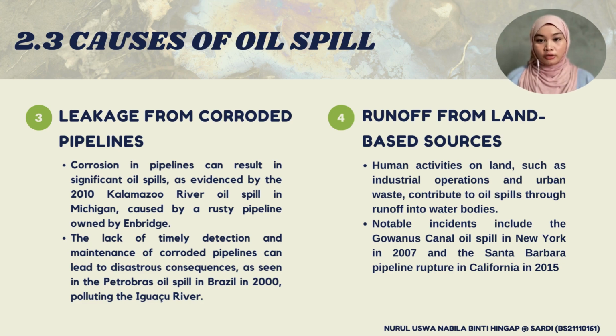Oil spills can also originate from land-based sources, including industrial operations and urban waste. These spills often contaminate oceans through rainwater or river systems. For example, in 2007, Gowanus Canal in Brooklyn, New York experienced a spill of 363 million gallons of oil and waste. Similarly, in May 2015, a ruptured pipeline near Santa Barbara, California, discharged around 168,000 gallons of crude oil into the environment, polluting coastal water and harming marine life. So these incidents highlight the ongoing challenges in managing land-based sources of marine oil pollution.